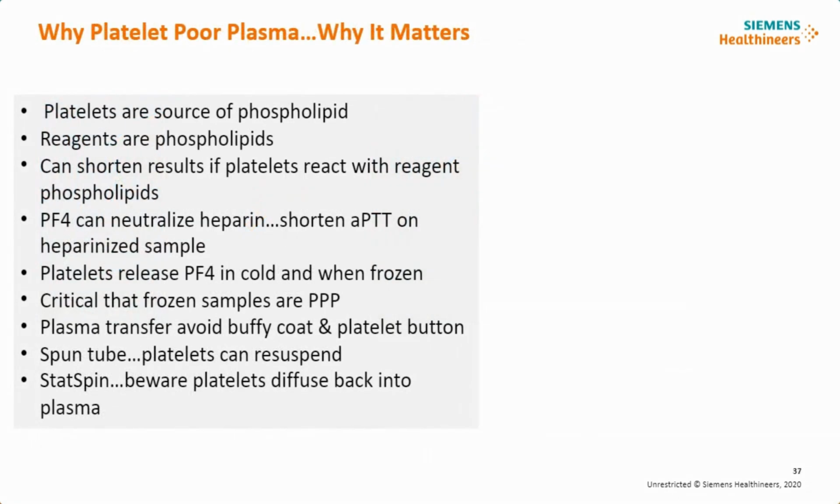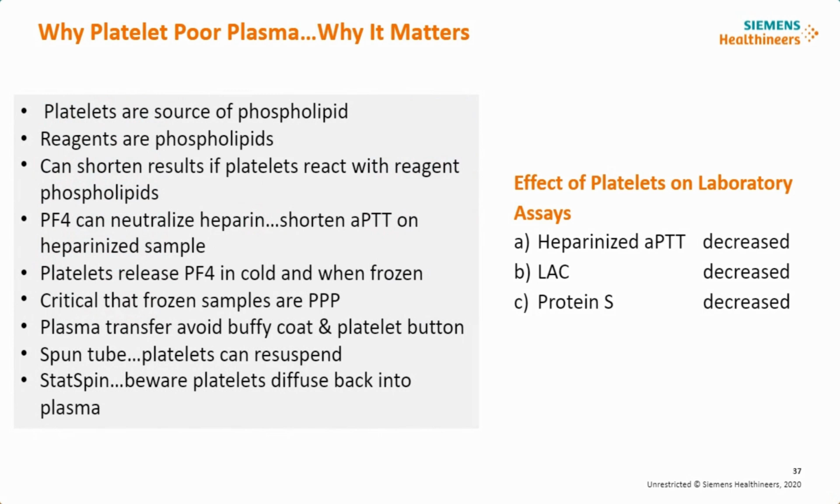Why do we use platelet-poor plasma? Well, platelets are a source of phospholipids. So it's important that if we are, let's say, to do lupus anticoagulant testing, it could cause a false abnormal result, or even a low result because of the higher phospholipid concentration. So removing platelets. Platelets are important because they carry various bioactive compounds.